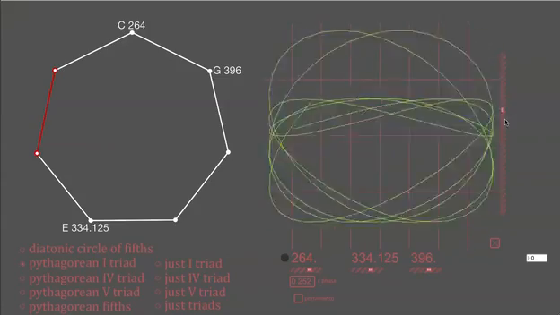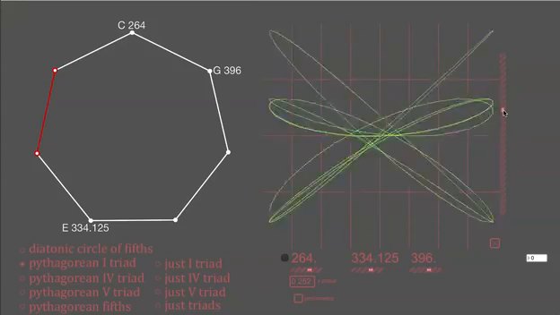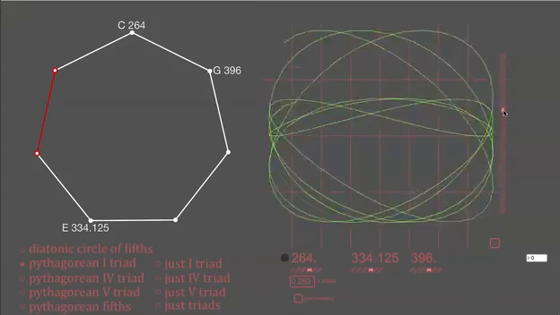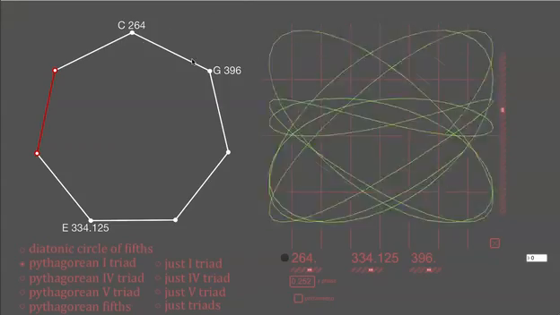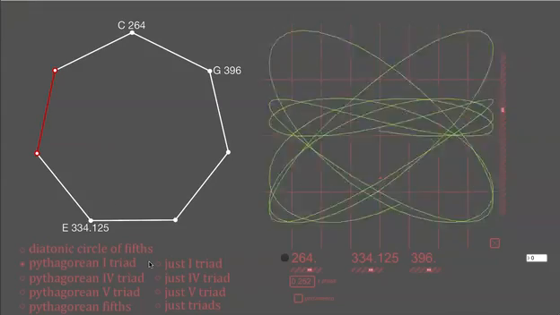Okay, it's pretty clear, I think. We can hear that the triad now sounds different, and there's a lot of sort of internal discord in the interaction of the three pitches. And what has changed is our C and G are still the same, but E is now 334.125 hertz.